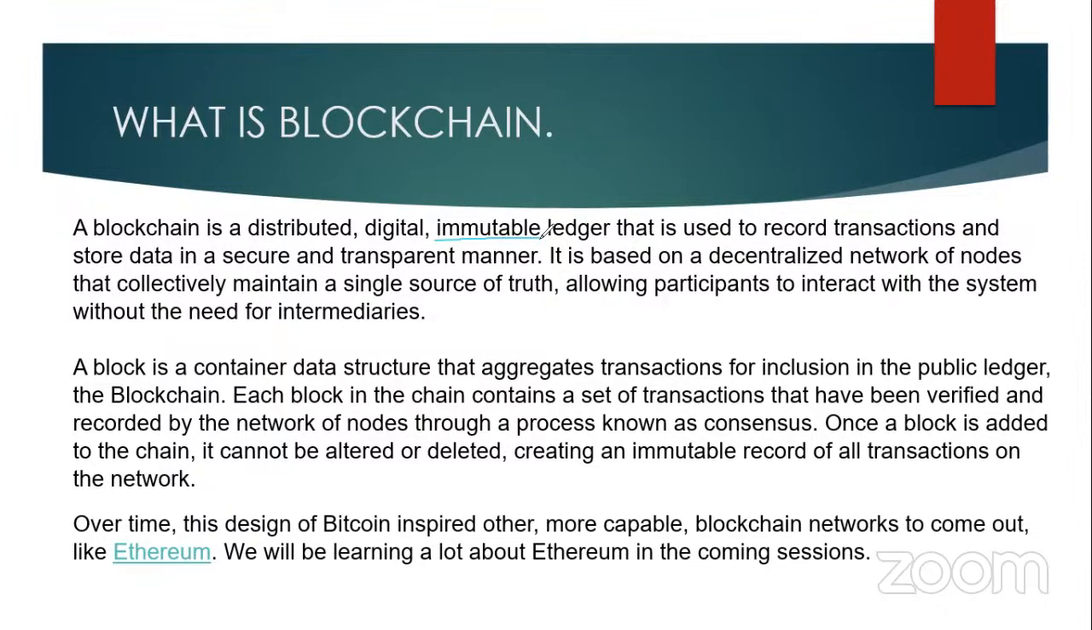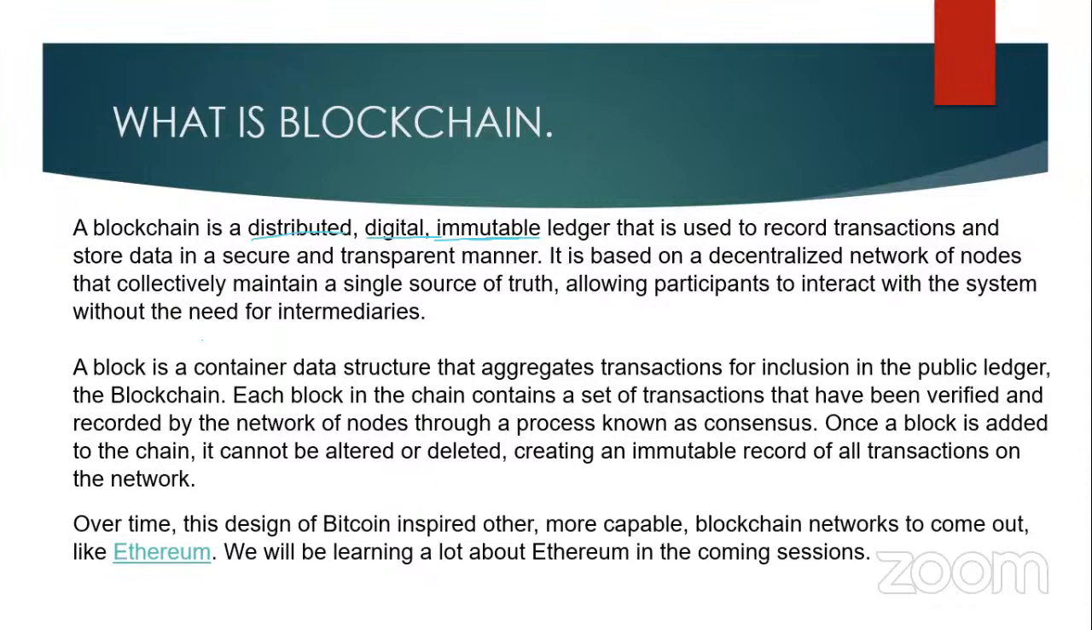There are three major characteristics of a blockchain. Number one, it is distributed. Number two, it is digital. Number three, it is immutable. When we say something is immutable, we mean that it can never be changed. Whatever transaction or thing that happens in the blockchain can never be changed or altered, because it is permanently stored in a block.